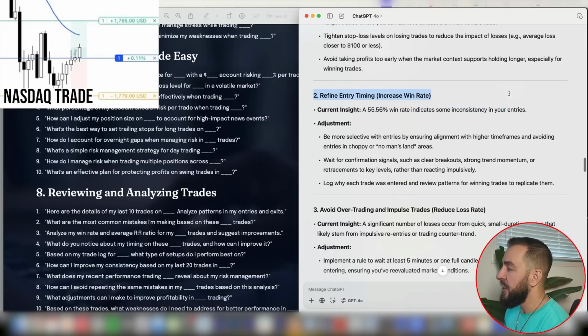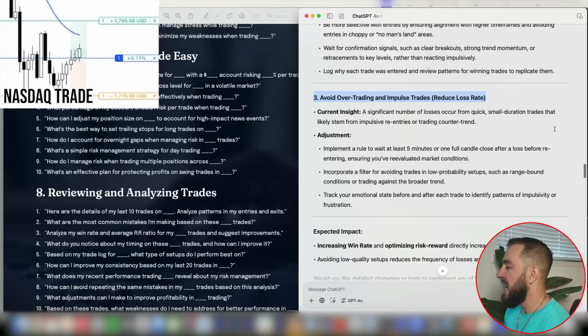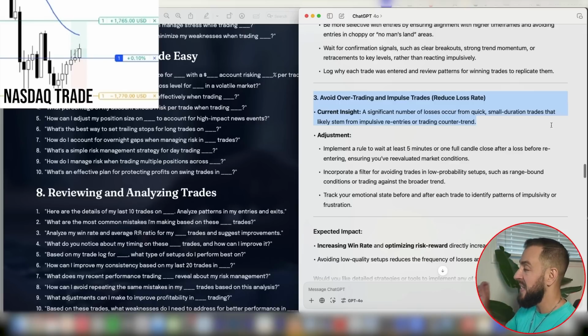2, refine entry timing. A 55% win rate indicates some inconsistency in your entries. Now, I don't know if I agree with that, because swing traders will do 40% win rate and they can be wildly profitable as long as their wins are big enough. 3, avoid overtrading and impulse trades, reduce loss rate. A significant number of losses occur from quick, small duration trades that likely stem from impulsive reentries or trading counter trend. Now, I like this because it says if you're quickly exiting out, why are you doing that? And maybe you shouldn't have entered in the first place.